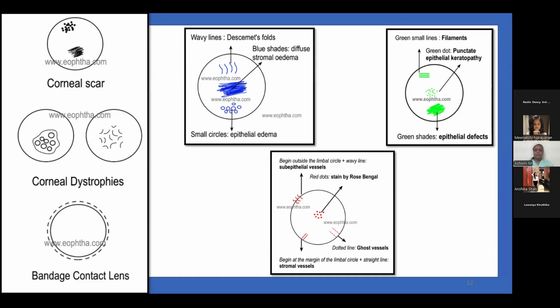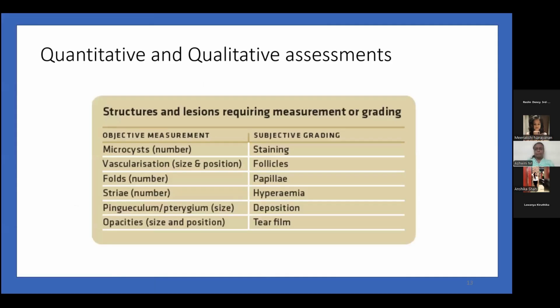The patterns used for each condition are usually different. You either use a wavy line in case of Descemet folds. If it is a diffuse edema, you use a blue color shading, which is shown here. Or if it is just epithelial edema, you show it in blue color as small circles. So you have different formats for different conditions that you can note.